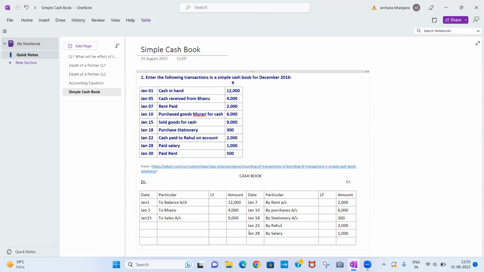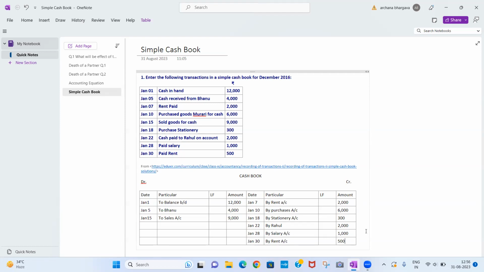And again, the last transaction of January 30 says paid rent. So when you pay rent, your money will go out. So when the cash goes out, it's always recorded on the credit side of the cash book. So it's a rent account. And how much rent is paid? That is 500 rupees.